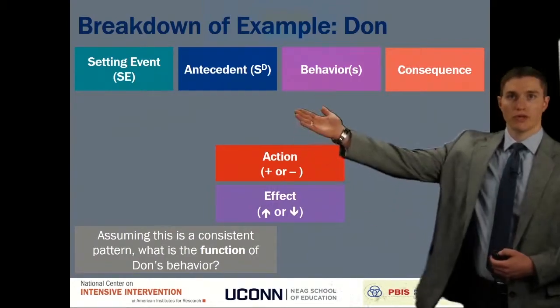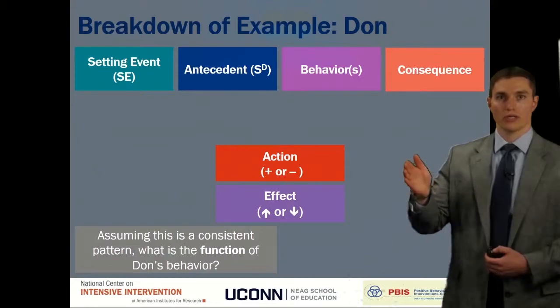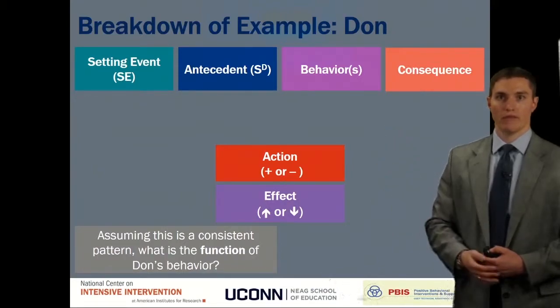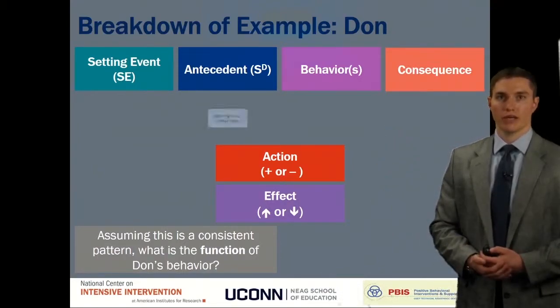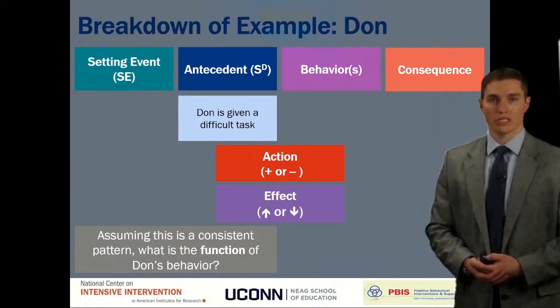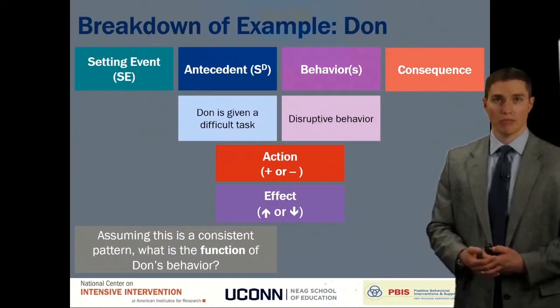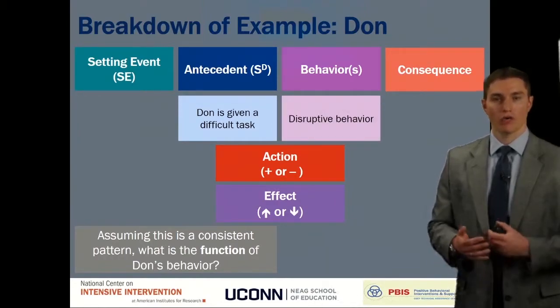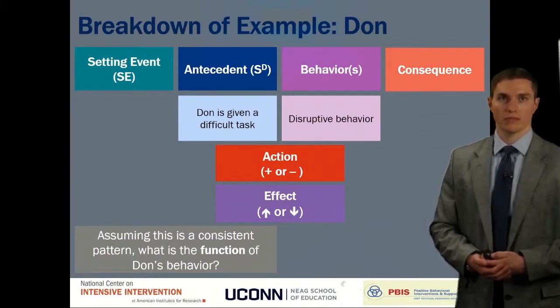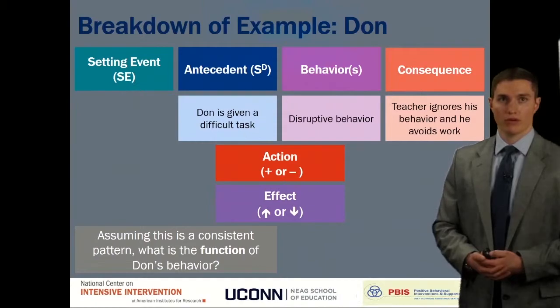So up top of your screen, you see the ABC sequence as well as the setting event box. We're going to look to identify what the action was and the effect on the behavior, and hopefully identify what the setting event is. So in this situation, the antecedent, or the trigger, is Don is given a difficult task. The behavior was Don exhibited disruptive behavior, which we would be operationalizing for that student. In this scenario, the consequence is the teacher ignores his behavior and Don avoids his work.